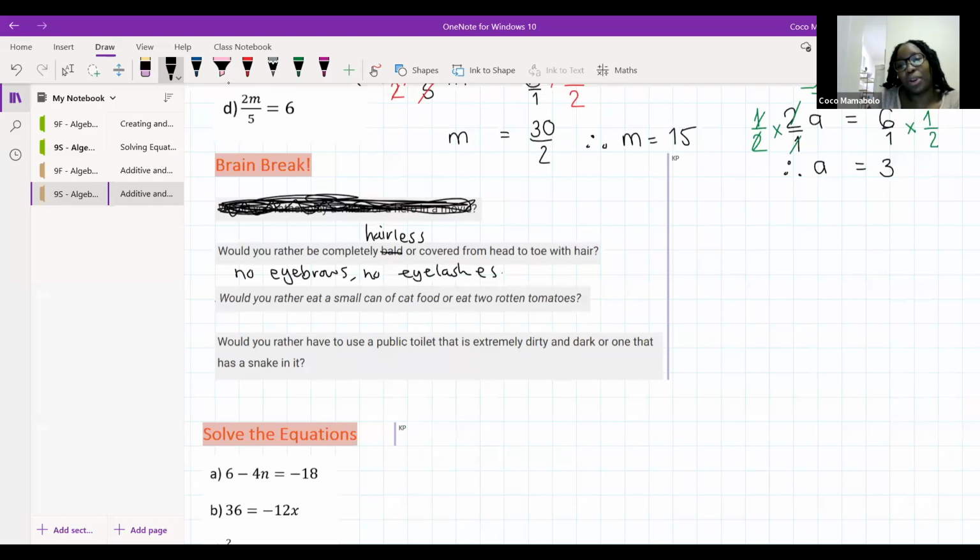It's going to be a public toilet no matter what. But yes, would you rather use one that's extremely dirty and dark or one that has a snake in it? I already know where I stand with this one. The one that has a snake in it, ma'am. Sure. No way. Ma'am, never in this life. Dirty and dark one, ma'am.